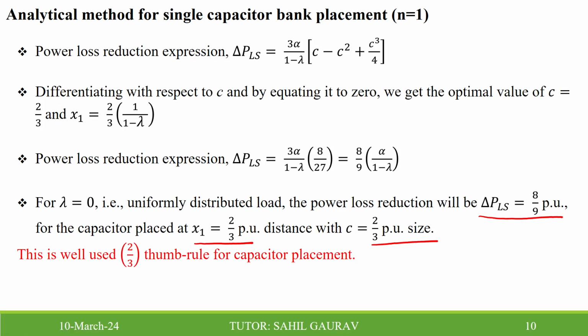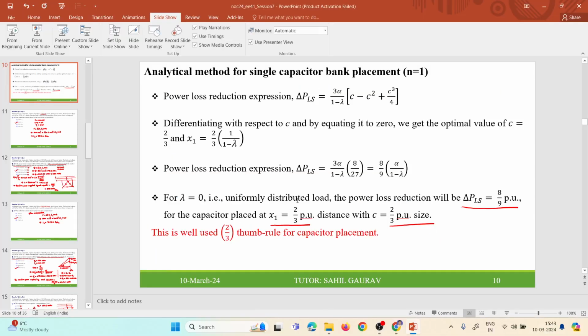That is the more practical case. In spite of a lump load, we have uniformly distributed load. For the lump load, there is not much calculation needed, because for a lumped load you have to install the capacitor at the end of the feeder only. But for the uniformly distributed load, you have to take care of all these things. So if we have a single capacitor bank or double capacitor bank, then we have to decide where to install and what should be its capacity.